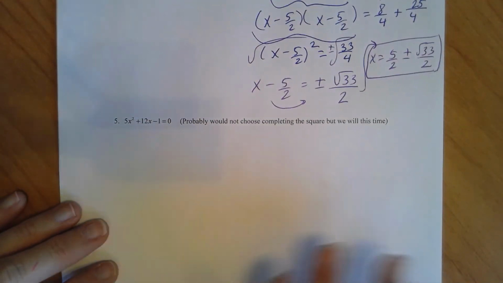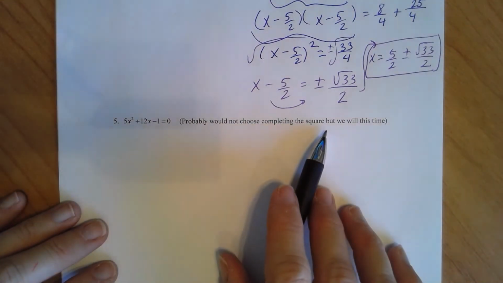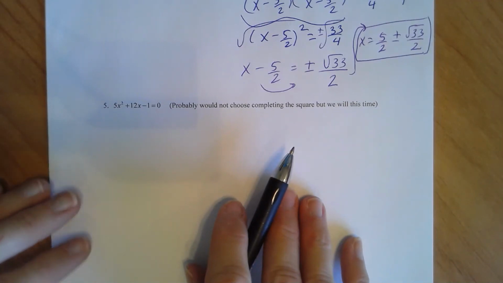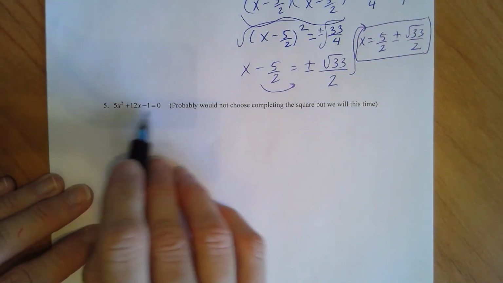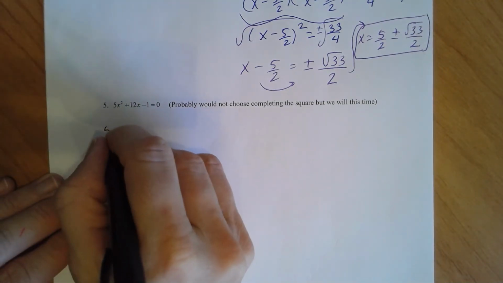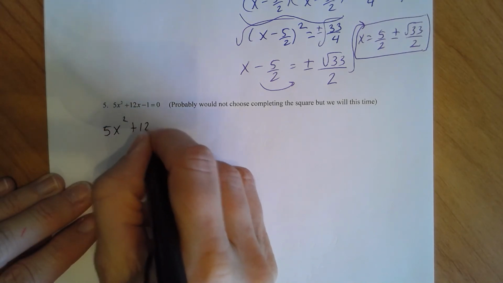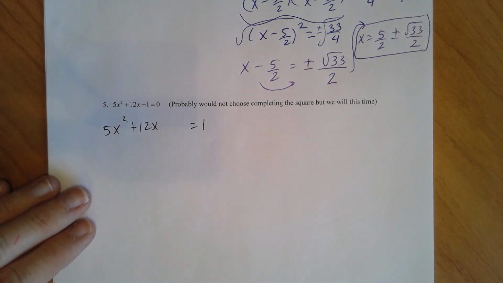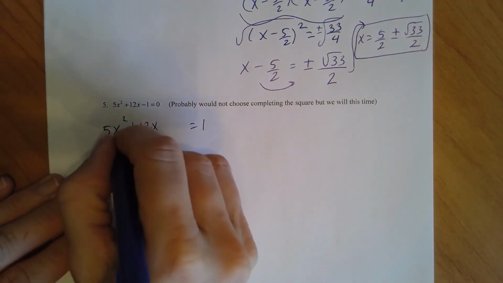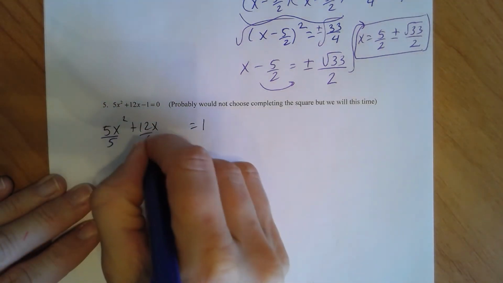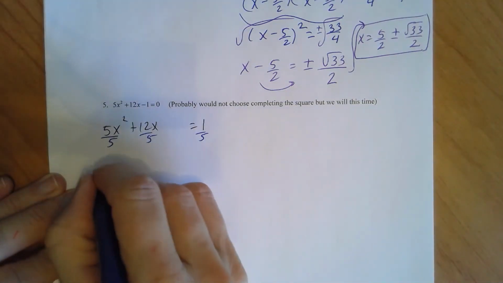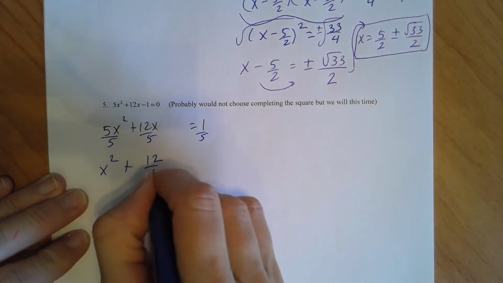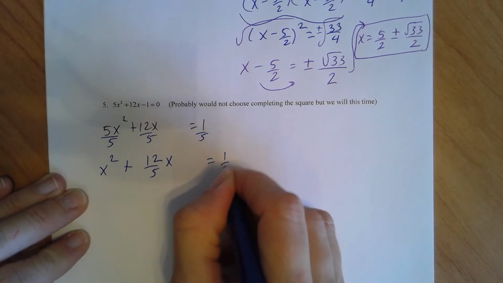Alright, last one, number 5. We probably would not choose to complete the square, but we're going to do it this time just so you can work with some fractions. First things first is we need to add the 1 over to the other side. So 5x squared plus 12x equals a positive 1. Since the number in front of the x squared is not a 1, it's a 5, we have to divide everything by 5. Well, that created a fraction.